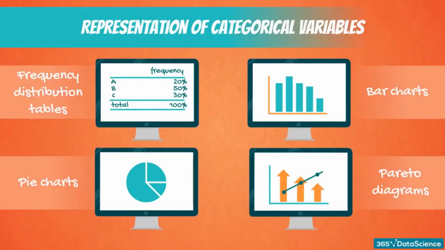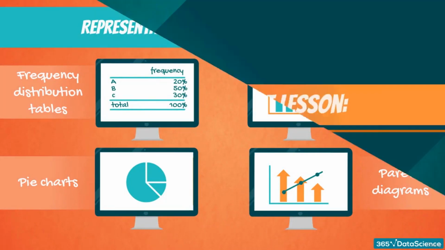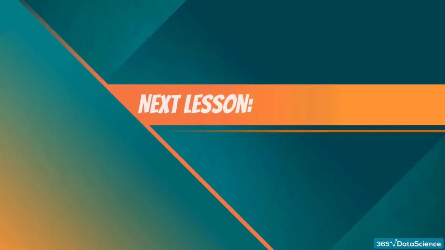Okay, these are the main ways in which we can visually represent categorical data. In our next lecture, we will get acquainted with the most common graphs for numerical data.